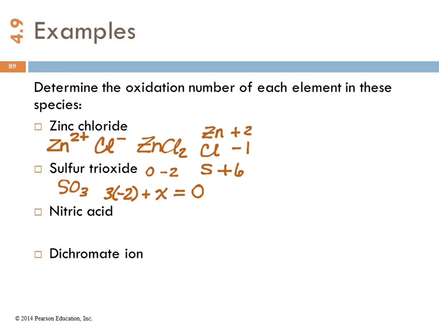Nitric acid. What is the formula for nitric acid? HNO3. This is an oxyacid because it doesn't start with hydro. Nitric, ic ate, comes from nitrate. Nitrate is NO3 minus, so we have one H plus on there to make it an acid.